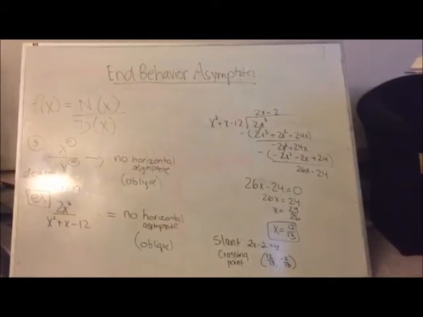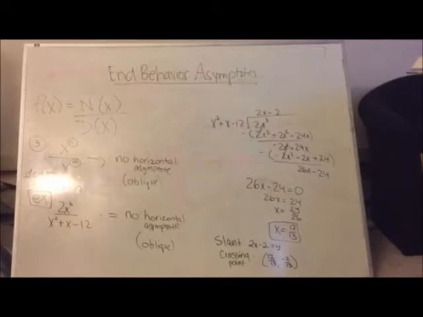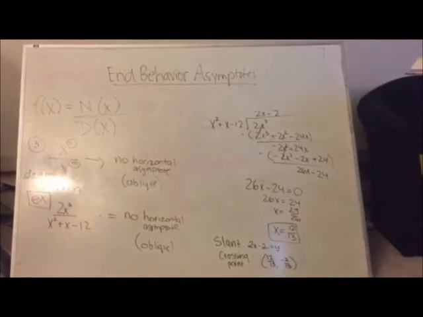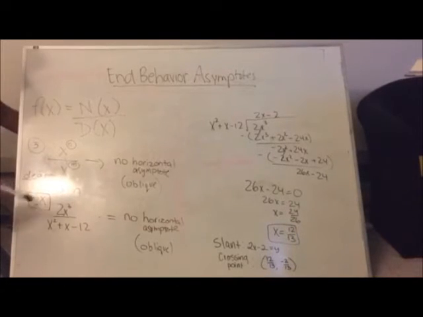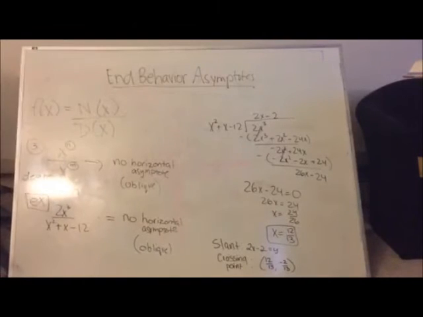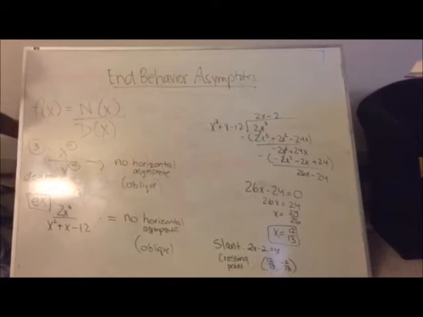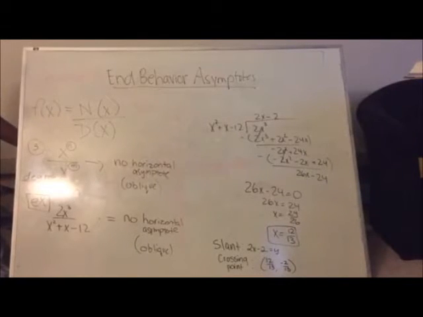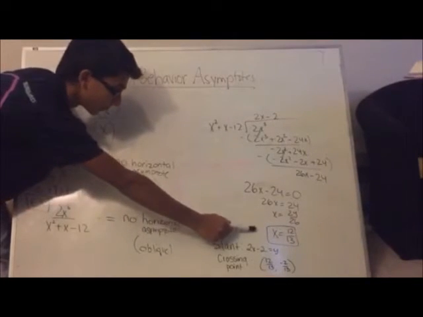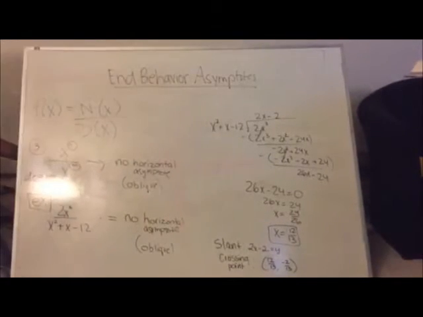When we're dealing with end behavior asymptotes, it is possible for the graph to cross the asymptotes. However, keep in mind that this is not true for vertical asymptotes. In order to find the crossing point, you take the remainder of the long division and set it equal to 0. When you find the result, that will be your x-coordinate. To find the y-coordinate, you simply substitute 12 over 13 into the slant to find your y-coordinate.